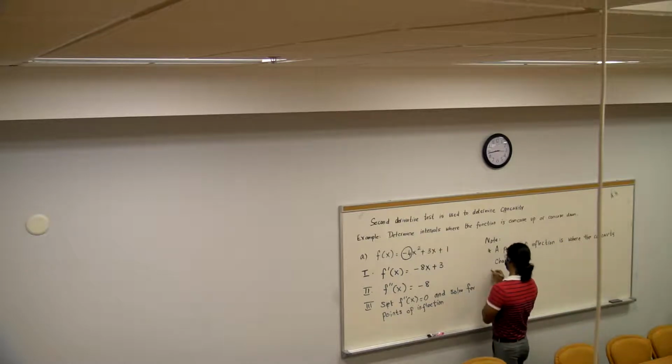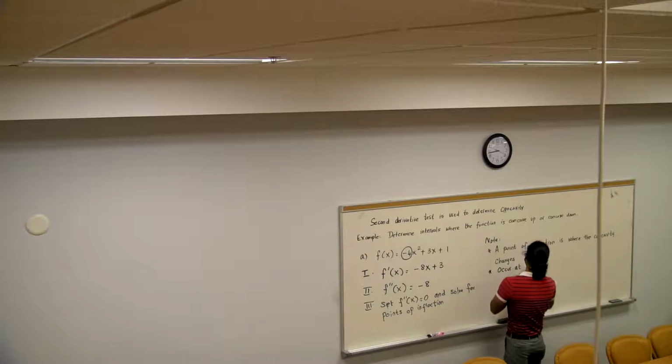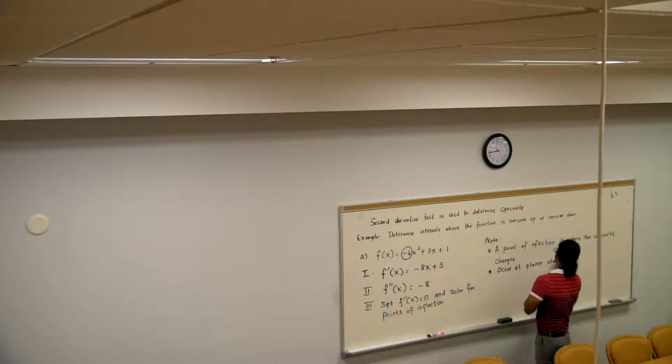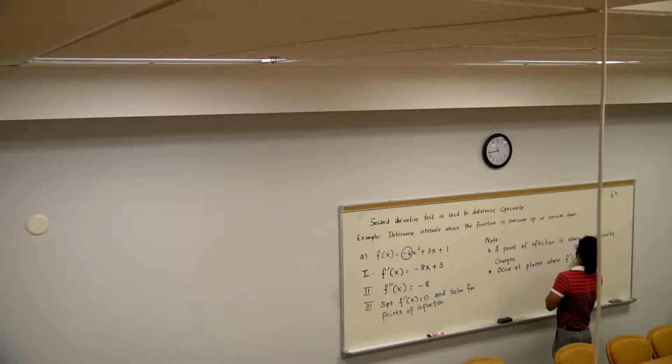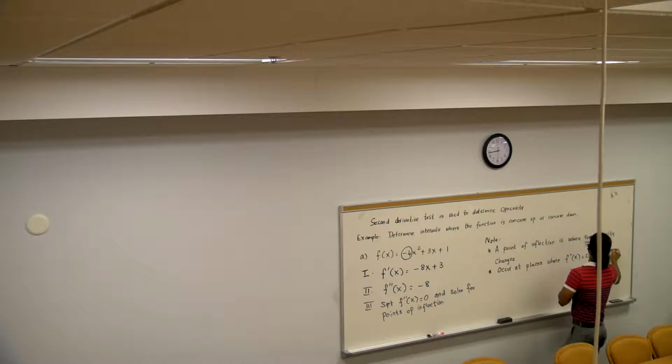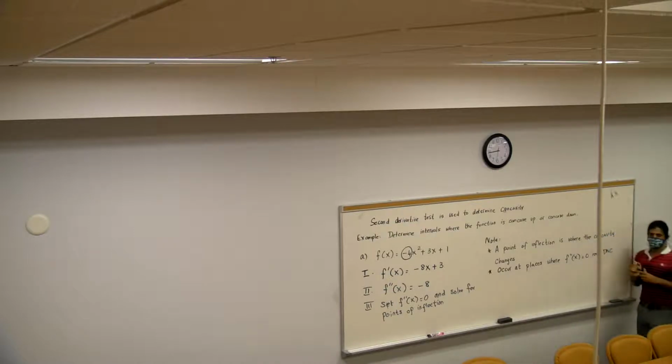And where does it happen? They occur at places where f double prime of x is equal to 0, or it doesn't exist.